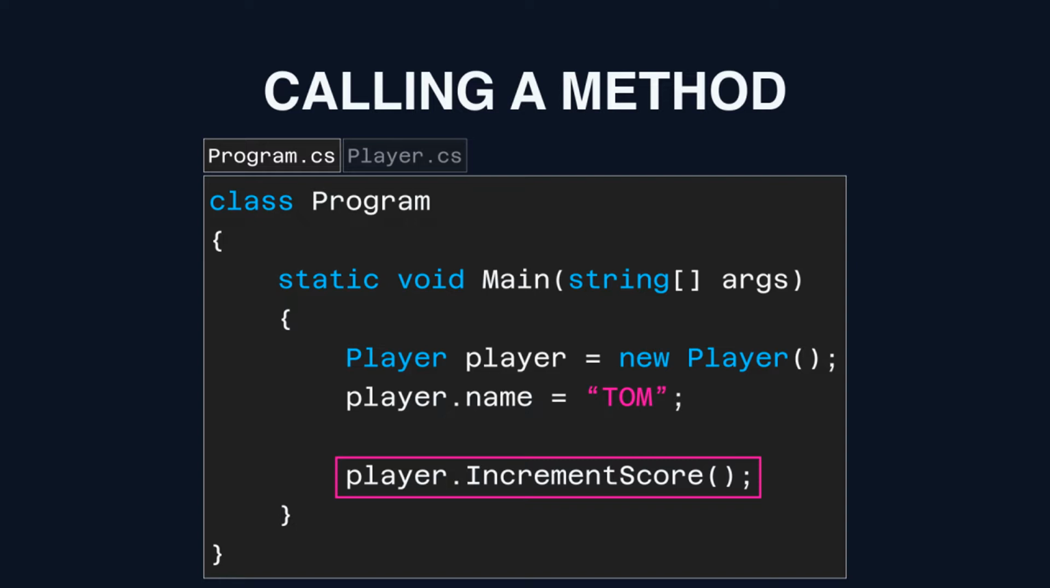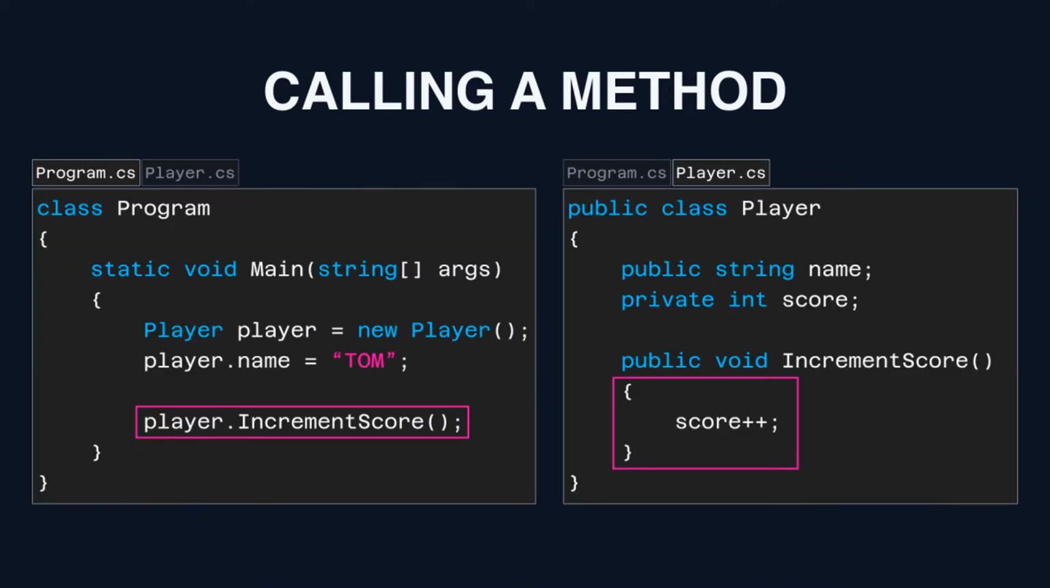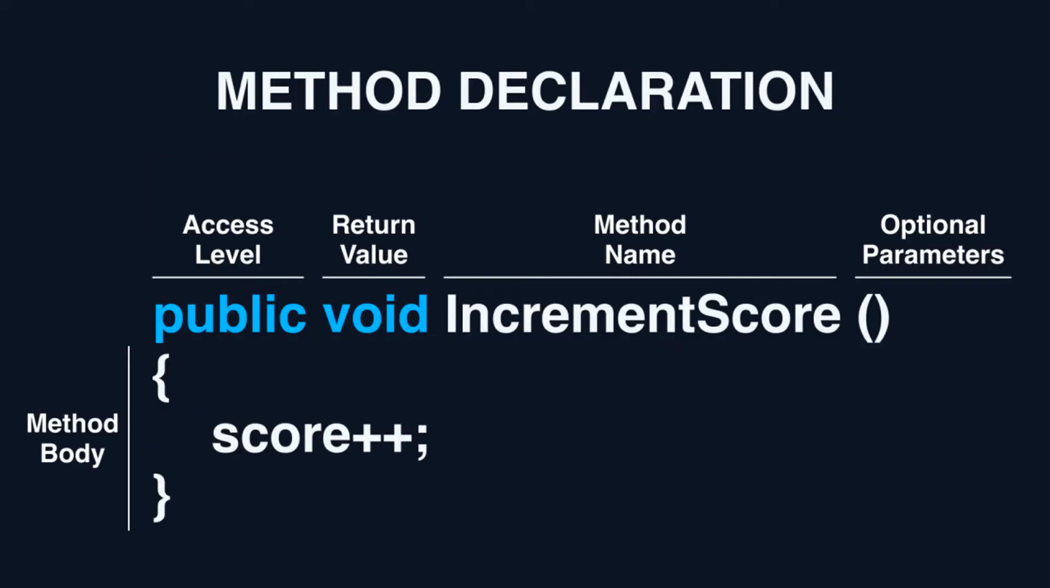To call a method, we type the object instance name followed by dot and the method name followed by parentheses. When we call a method, the program runs the instructions inside the method's body. In this case, it would increment the score value by 1. Now let's see in what consists the method declaration. A method declaration includes the access level, the return value, the method name, and any optional parameters. We call this the method signature.